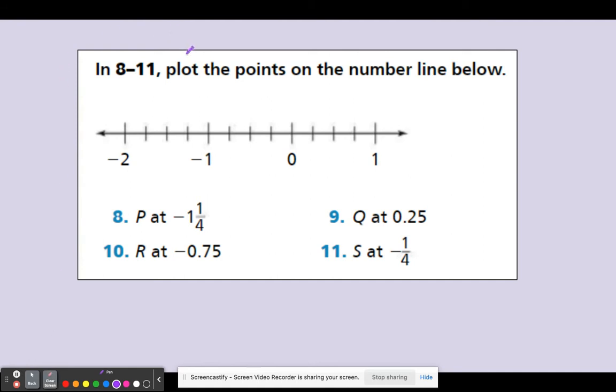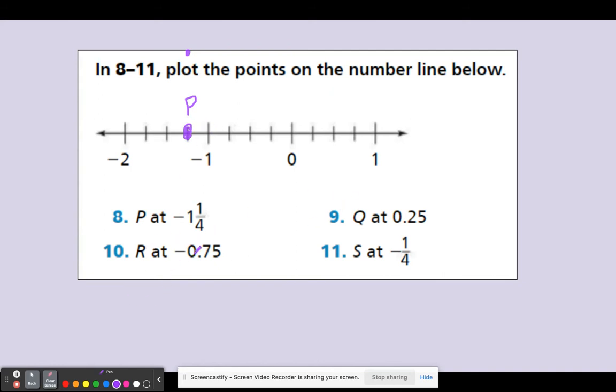It wants us to plot, remember that means put a dot, these points on the number line shown. So this is -1 1/4. Negative means it's below 0, which means I have to go backwards to the left. The whole number tells me to go backwards to -1. And then it says I have to go 1 out of 4 spaces beyond that. Well, here's -1. And then I have to go backwards one more little tick mark. I'm going to put a dot and label it P. So I went backwards one whole and then one more section.